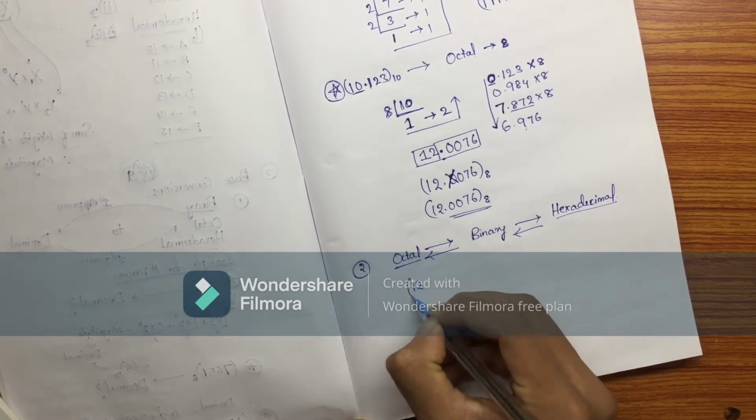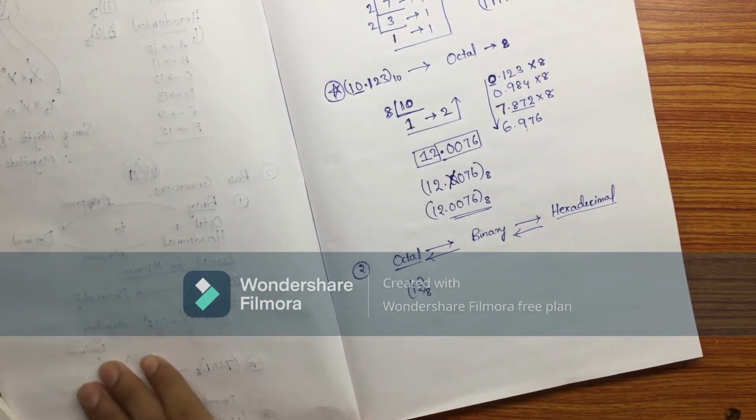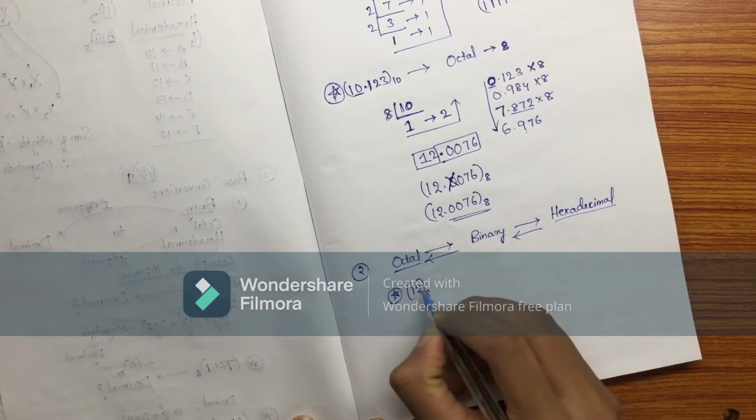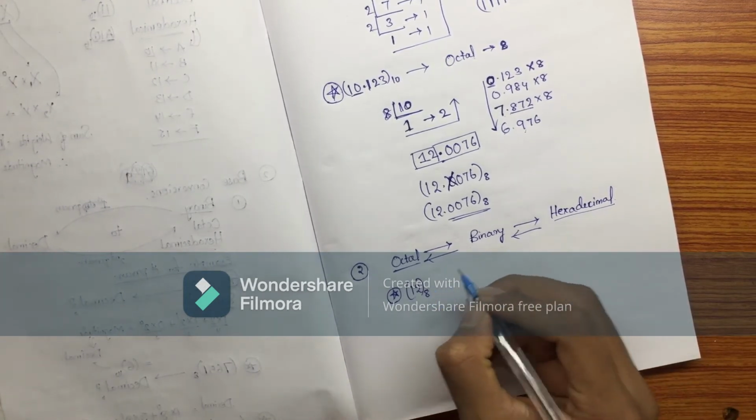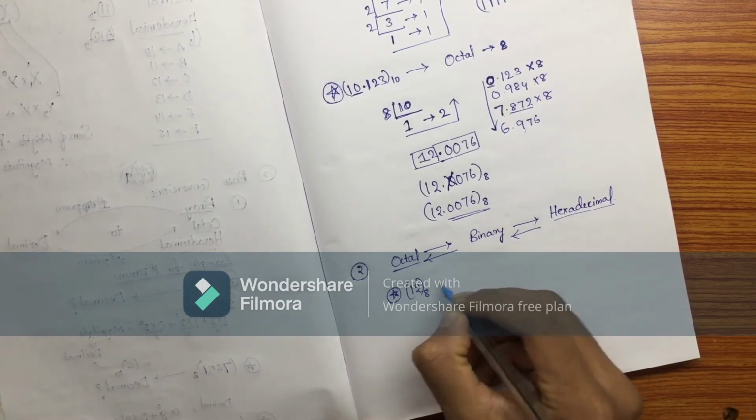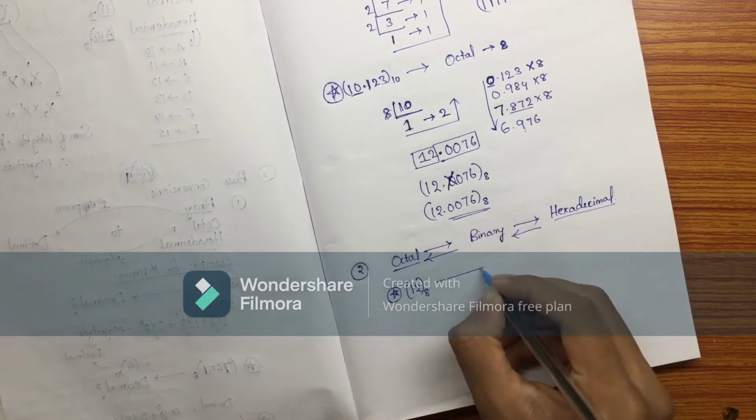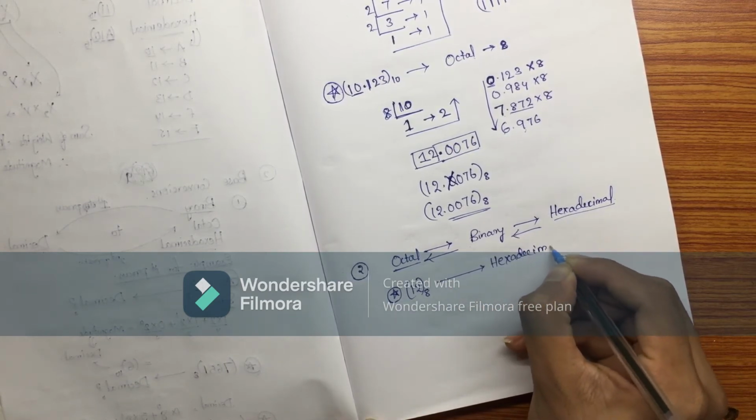Suppose 12 base 8, this octal number, is given. We have to convert it into hexadecimal. So how to convert? First we have to convert it into binary. Let's see that first. They ask us to find the hexadecimal.